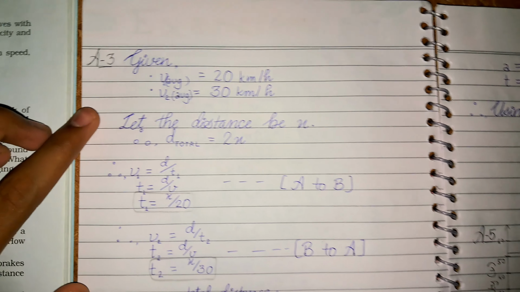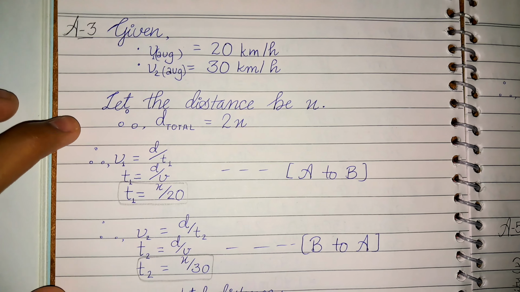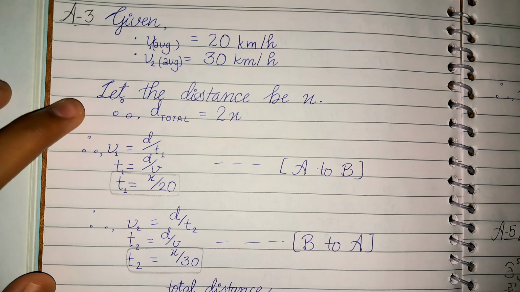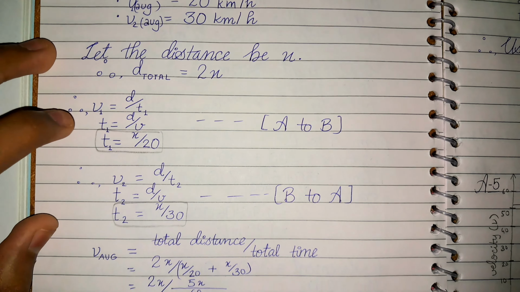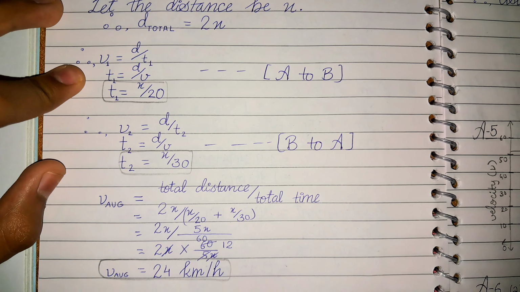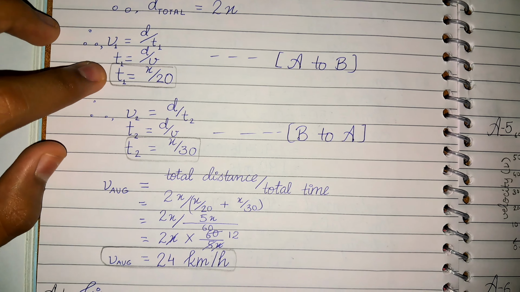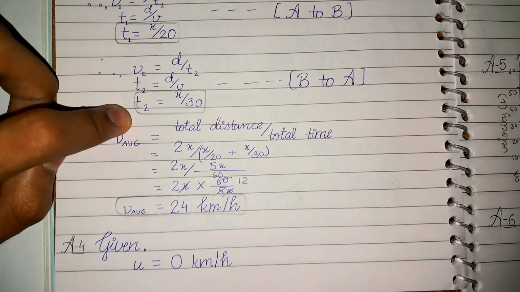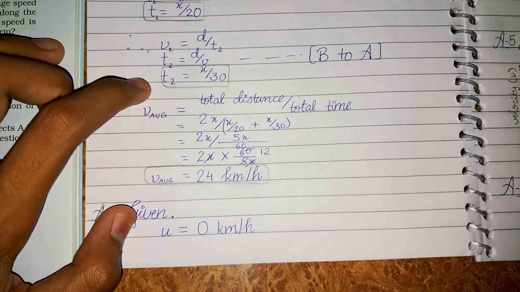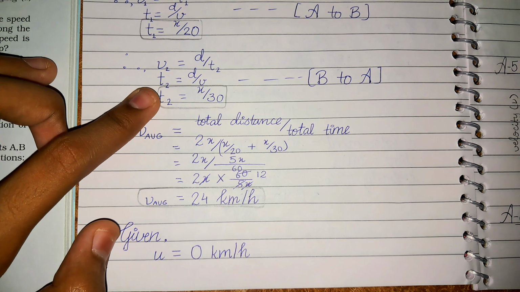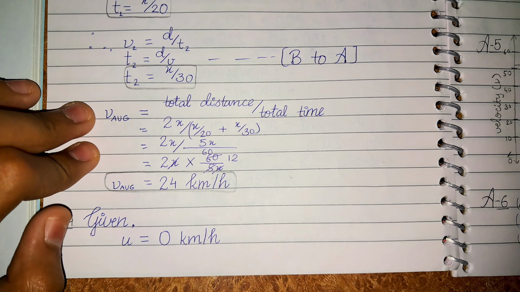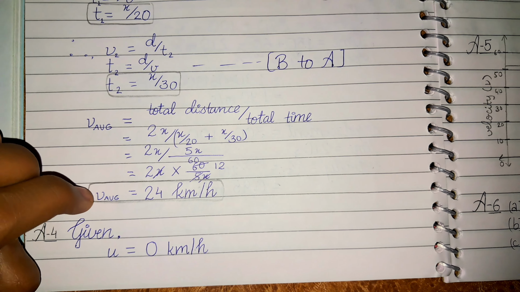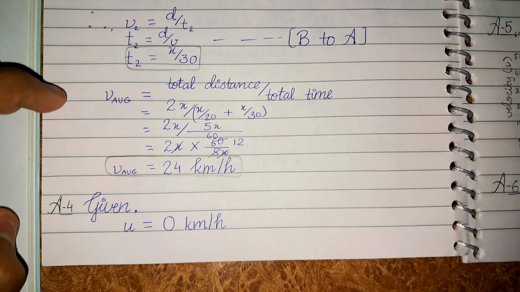So we found out the distance and let it be x, then the total distance is equal to 2x. For velocity 1, while going, the time taken was x by 20, and the second time it was x by 30. Then average speed is equal to total distance by total time. Then we calculated it and we got 24 km per hour.